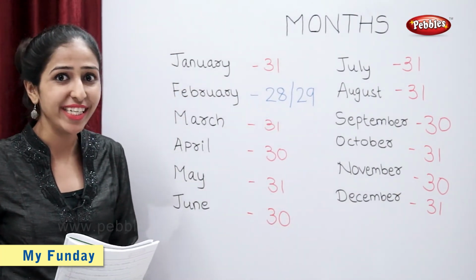Very well done, students. There is some homework for you. You have to find out names of 5 vegetables, fruits and flowers and the months in which they grow. Make a proper list in your notebook.